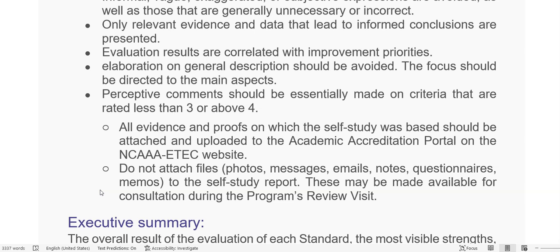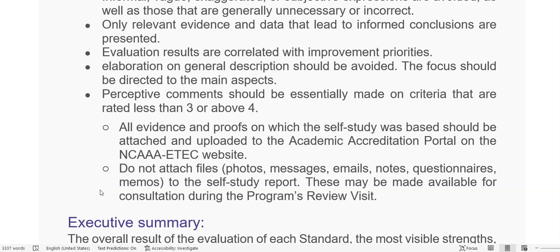This means that for some results they are below 3 out of 5 or above 4 out of 5. In this case, you have to make comments. For example, if the satisfaction of students about courses is less than 3, 2.5 out of 5, and you left it without comments, no, you have to comment to give reasons or to give your action plan, future plans regarding this issue.